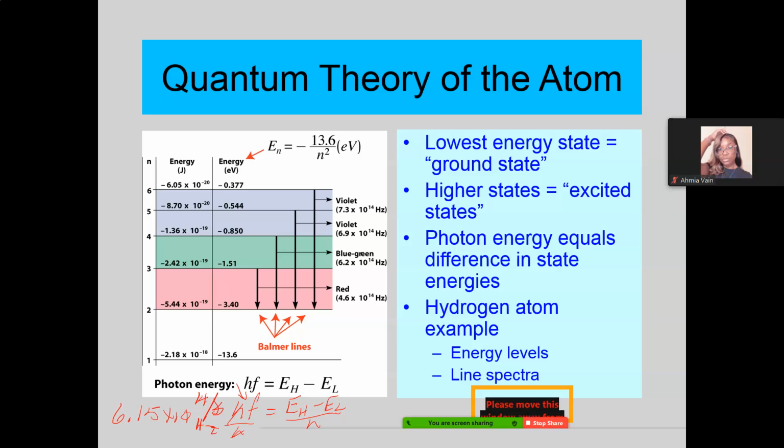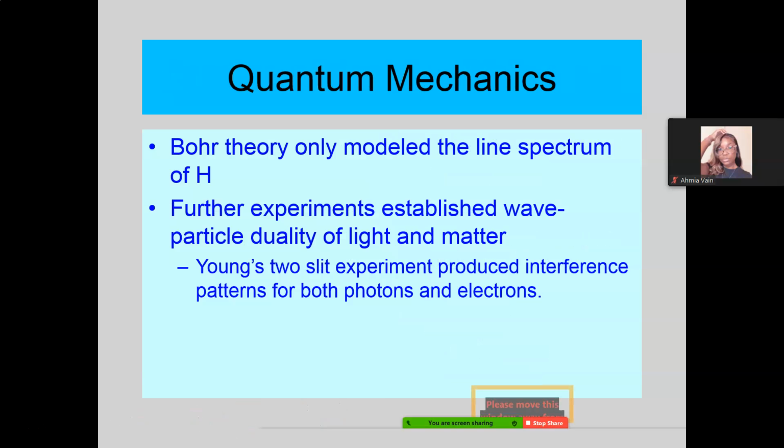All right. Any questions on that? Okay. That's approximately the blue-green line in the hydrogen spectrum. All right. That's the quantum theory of the atom. Now we get into 8.3, which is, even though we've been talking about it for a while, we get into quantum mechanics. Okay?